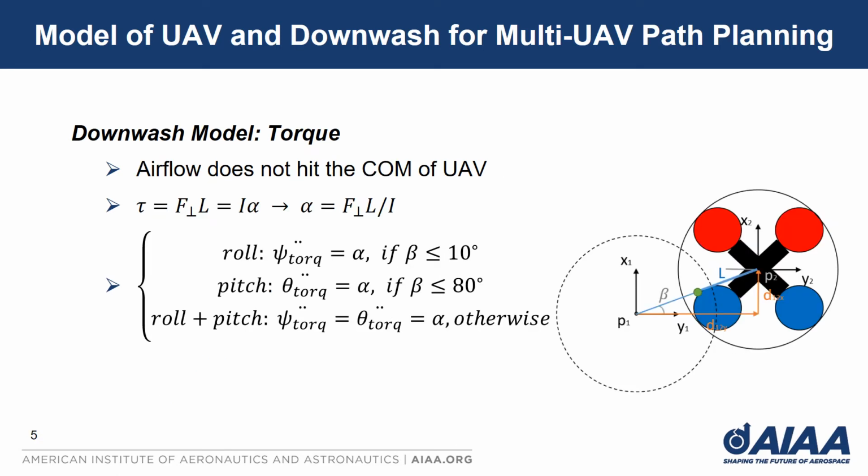When the downwash airflow does not hit the center of mass of the UAV, there would exist a downwash torque. The angular acceleration caused by this torque can be determined by a simple physics equation shown in the second line here, and it can be converted to the angular roll or pitch acceleration depending on where the airflow hits the surface of the bottom UAV.